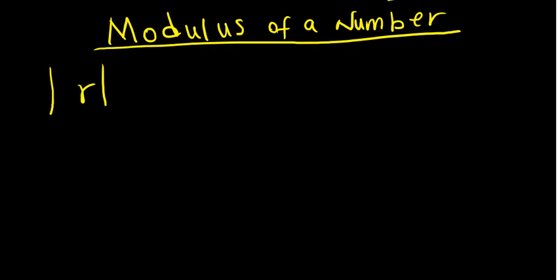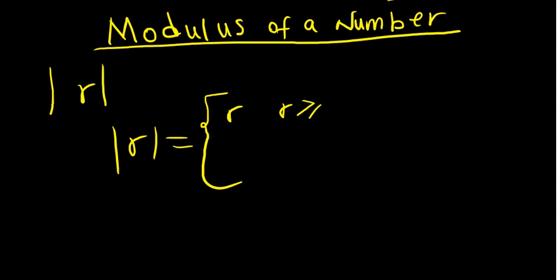So this just means that you have r here, and this means that this r is greater than or equal to 0. But when you have negative r here, that means r is less than 0. So you see, that's how you find the absolute value. Let's do an example.